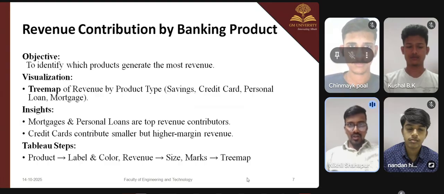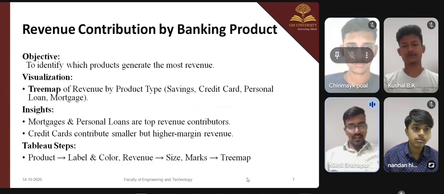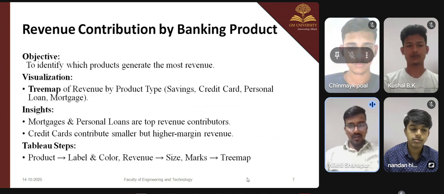Next slide, revenue contribution by banking product. The objective is to identify which product generates the most revenue. Visualization: a tree map of revenue by product type: savings, credit card, personal loans, and mortgage. Insights: mortgages and personal loans are the top revenue contributors. Credit cards contribute smaller but higher margin revenue. Tableau setup: product as label and color, revenue as size and marks, and tree map. The next slide is concluded by Kushal.